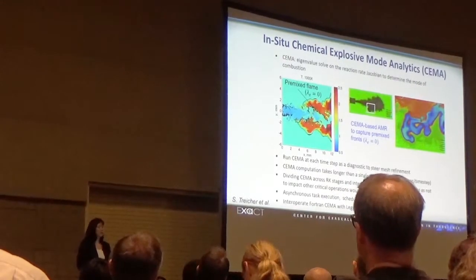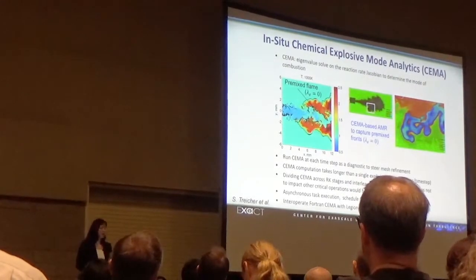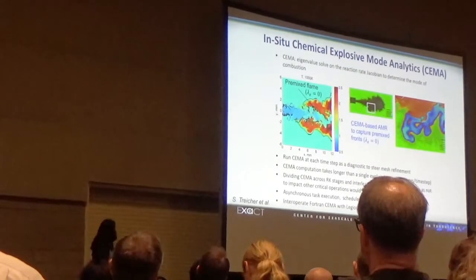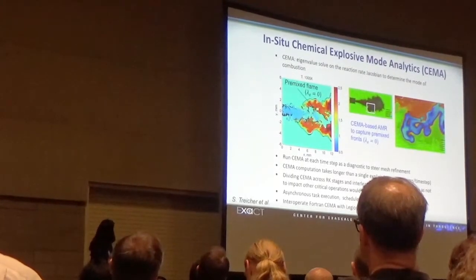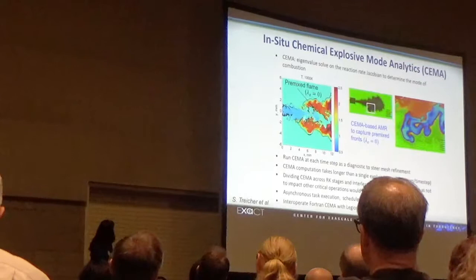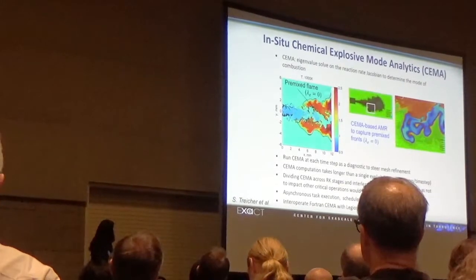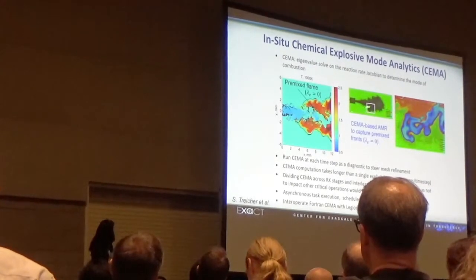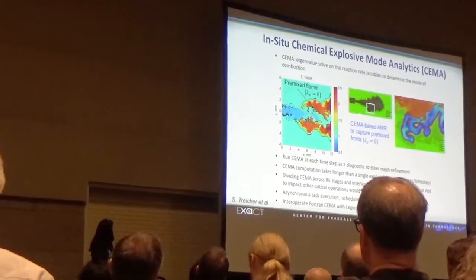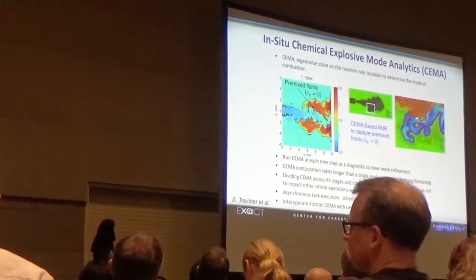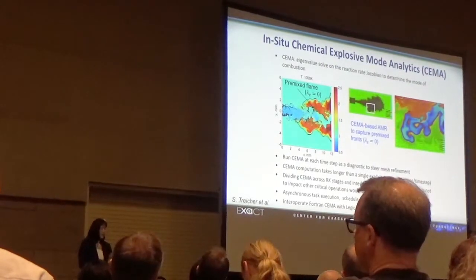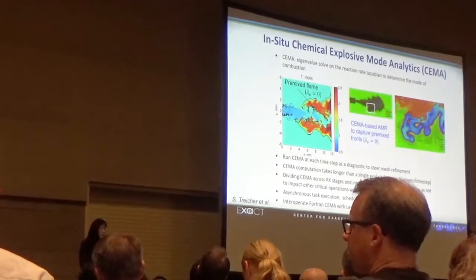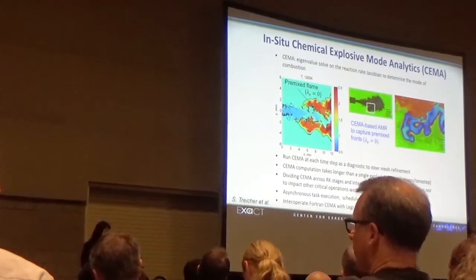And so using this as a tool, we have included in-situ analysis of the chemical explosive mode, which is an eigenvalue solve on the reaction rate Jacobian. The CEMA method, chemical explosive mode analysis, segments out local flame regions, which are these black lines, based on the zero crossing of the eigenvalue, which can then be used to steer local grid refinement in an AMR sense. The problem is the CEMA, which is an eigenvalue solve, takes longer than a single explicit time step.